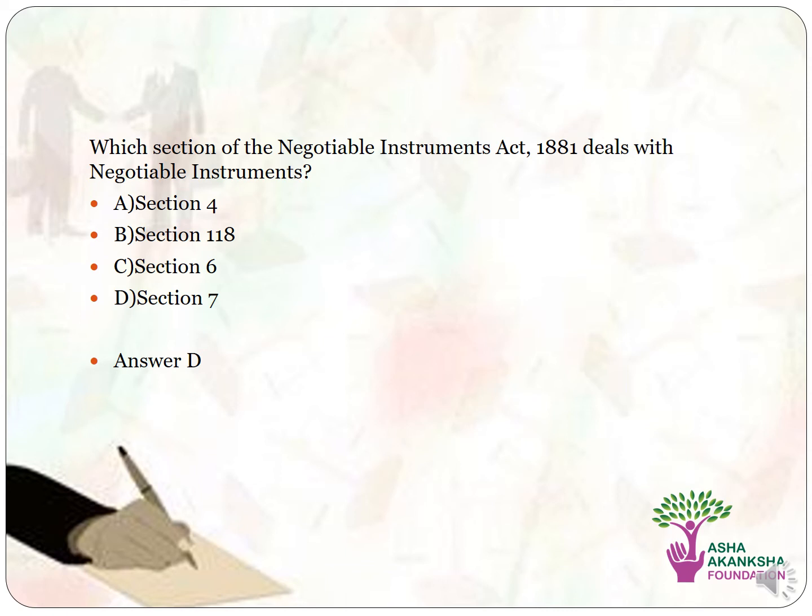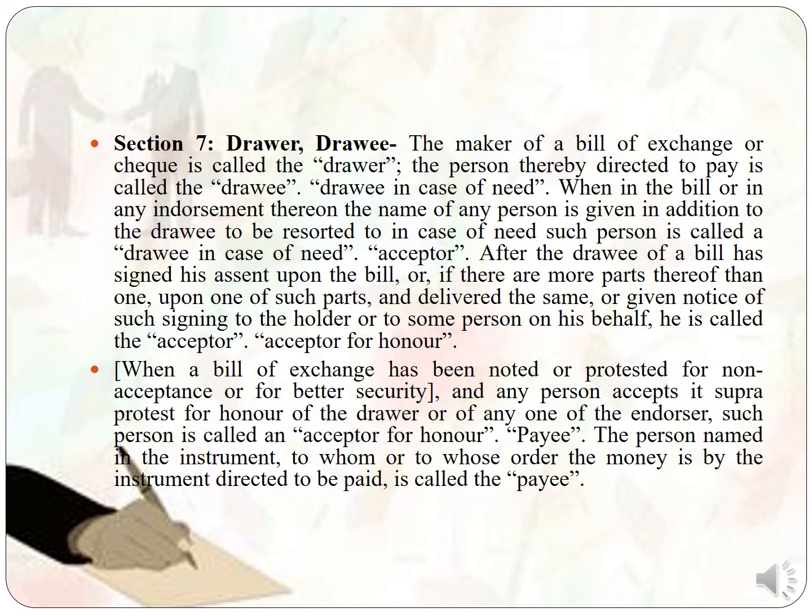So let's discuss and understand what Section 7 of the Negotiable Instrument Act is. Section 7 basically defines the concept of a drawer and a drawee. As per this section, the maker of a bill of exchange or a check is called a drawer. The person thereby directed to pay is called drawee. This means that a person who writes a check or a bill of exchange is called a drawer, and the person against whom it is written is called drawee.